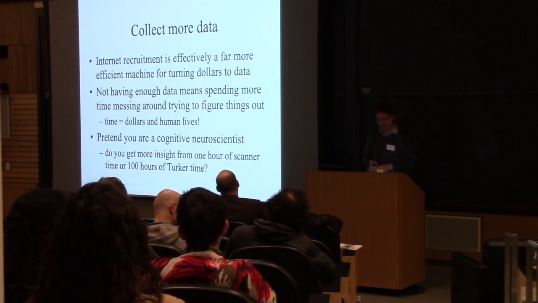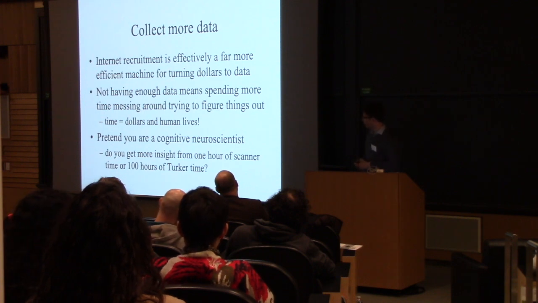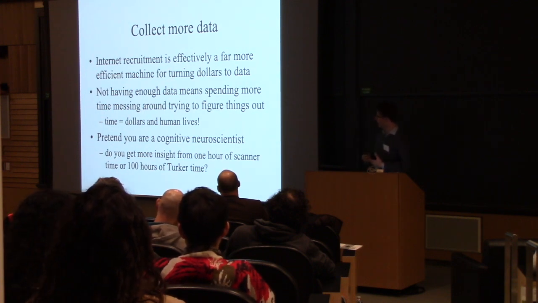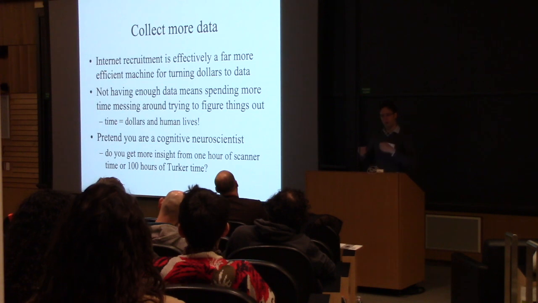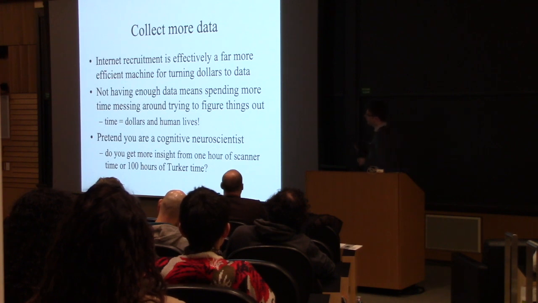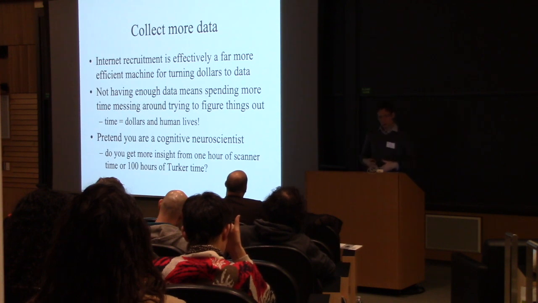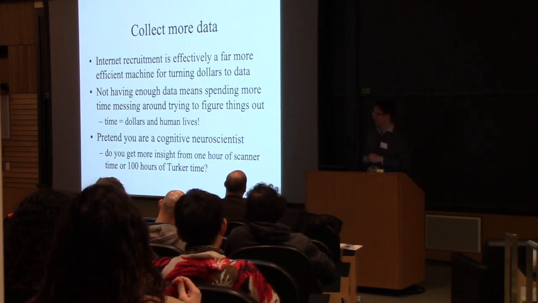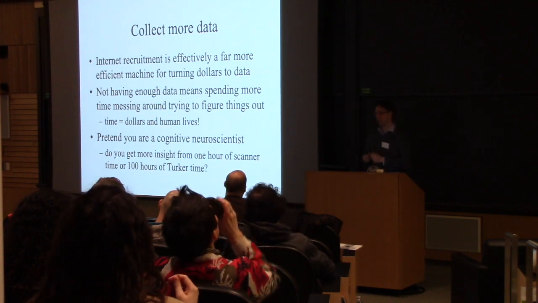So if you're writing a grant as a cognitive neuroscientist, you know that you're going to have to put 10% of that grant towards data collection because your data is expensive. But you can think about collecting behavioral data in the same way, where what we want to do is collect enough data to answer our questions, and maybe that requires spending an equivalent amount of money.